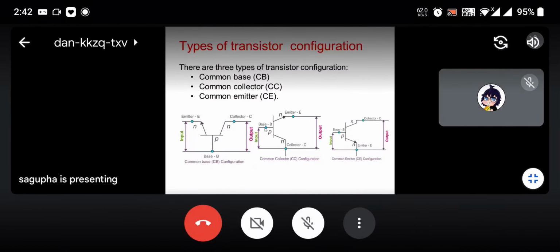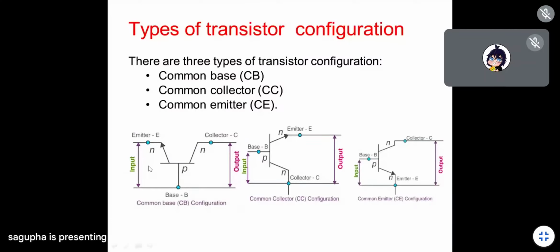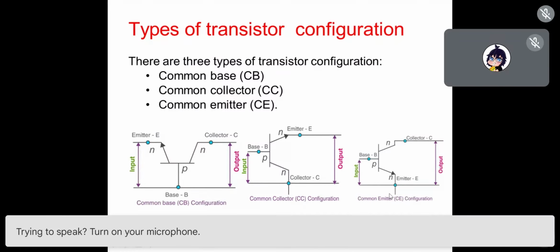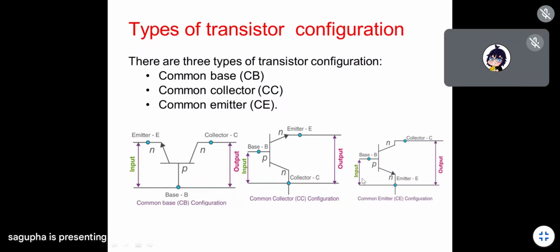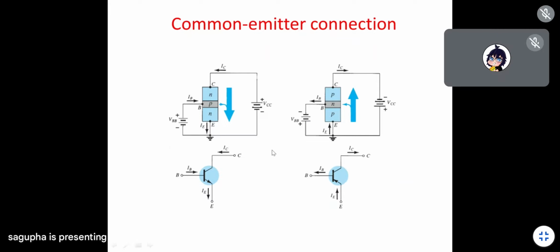Yes, ma'am. Basically, these are the three transistor configurations: common base, common collector, and common emitter. In common base, base is the common terminal for both input and output. For common collector, the collector is the common terminal for both input and output. And for common emitter, the emitter is the common terminal for both input and output. All of you know this? Yes, ma'am.